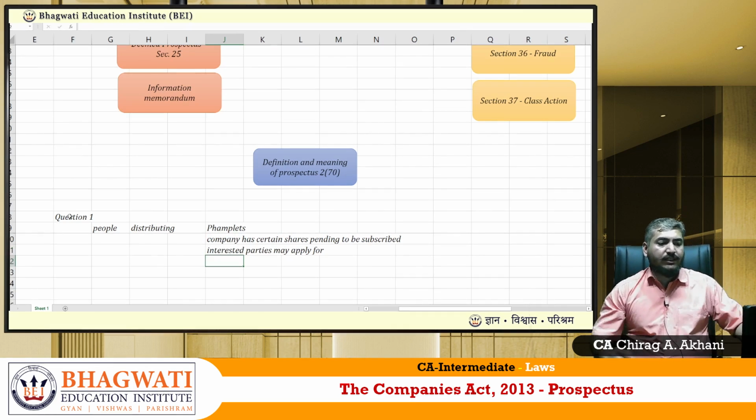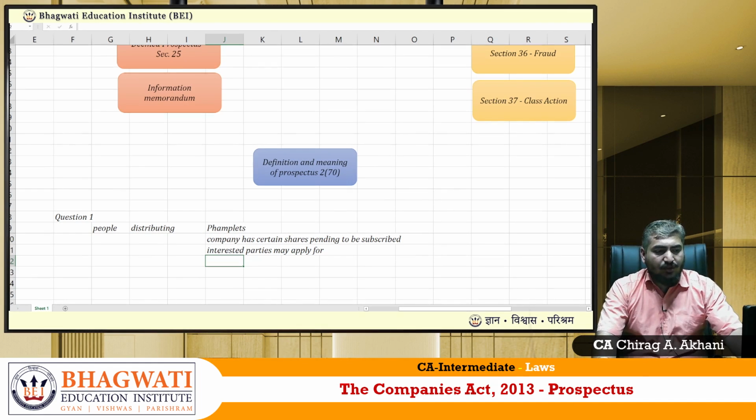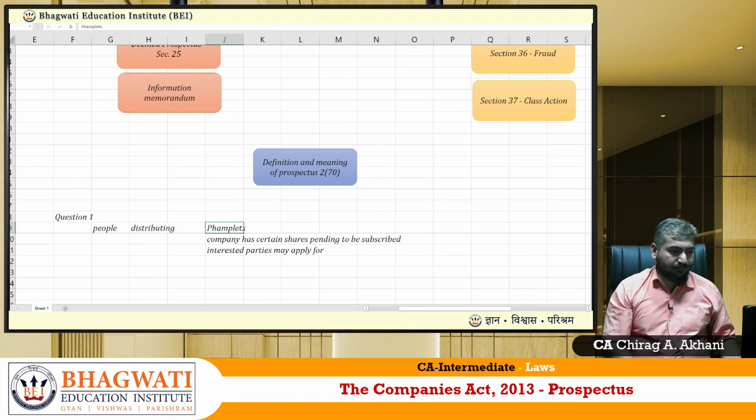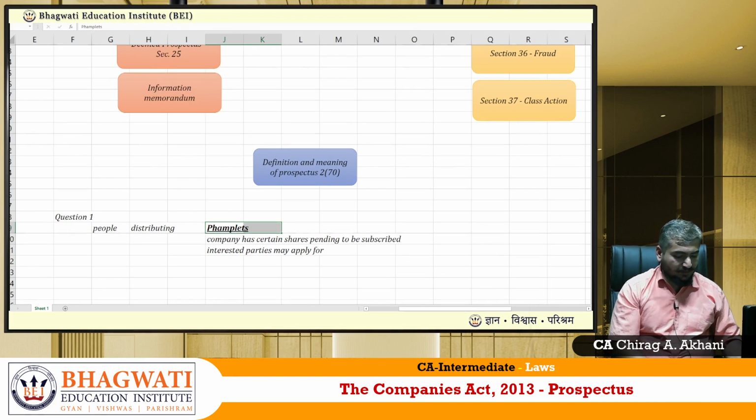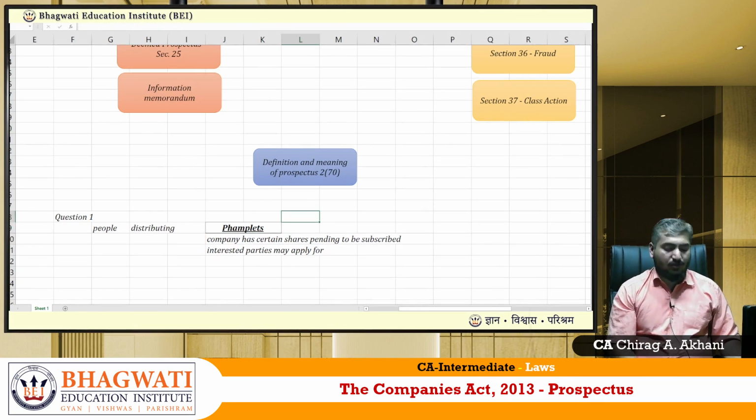It was written in the pamphlets that the company still has few shares pending to be subscribed for, and an interested party can apply for that. Now the question is asking whether these pamphlets are considered as prospectus or not. Is it prospectus or not? That's the question. Let's see the other question.